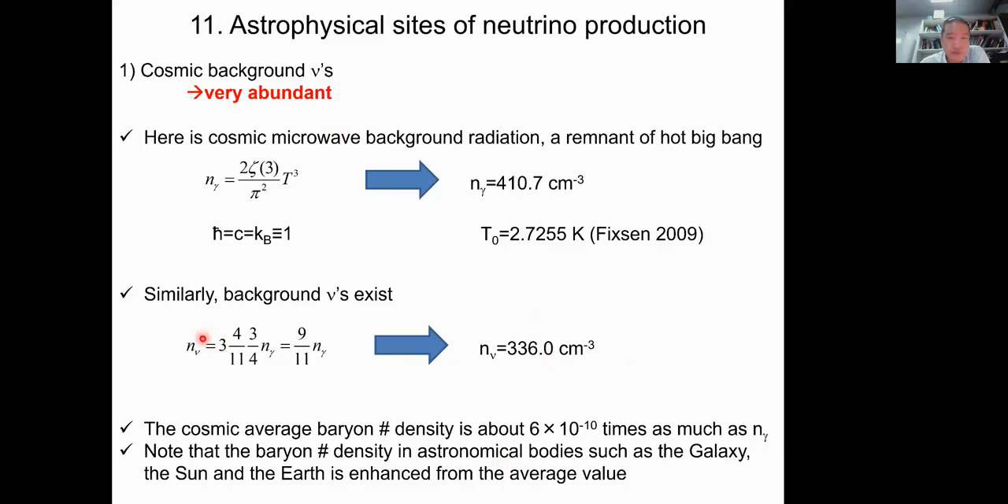This is the relation between the neutrino number density and photon number density in the cosmic background. 3 is just the number of species, the number of generations of neutrino. 4/11, this is related to the fact that the electron-positron annihilation occurs after the neutrino decoupling in the expanding universe. And 3/4, this is just a statistical factor. Photons are bosons. Neutrinos are fermions, so there is some difference in statistics. Anyway, the number density of background neutrinos is of the same order as that of background photons. That is very abundant.